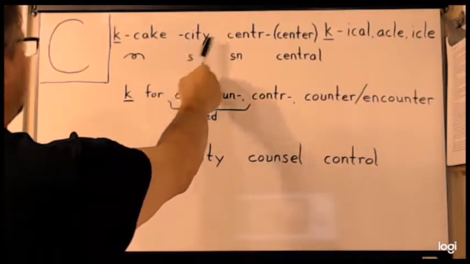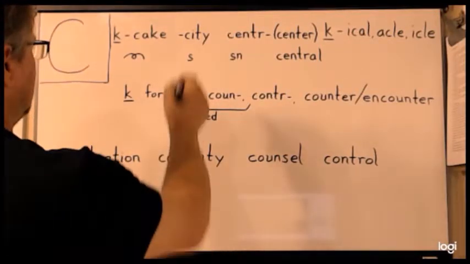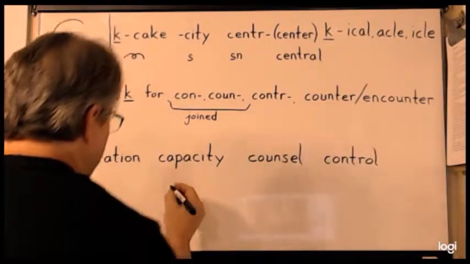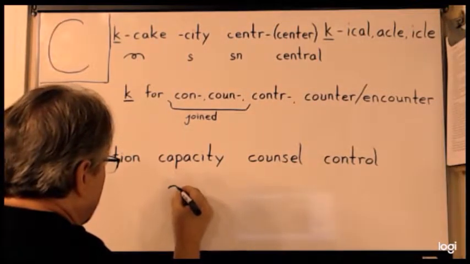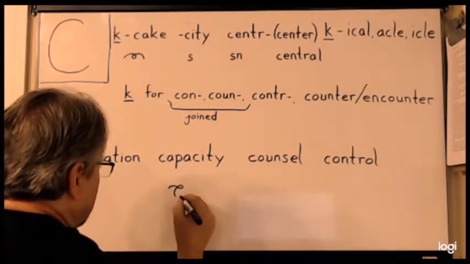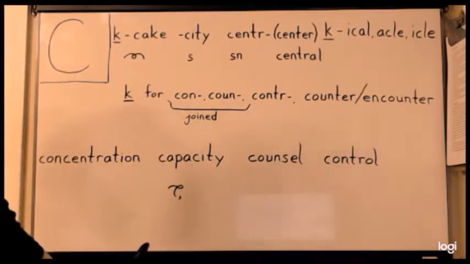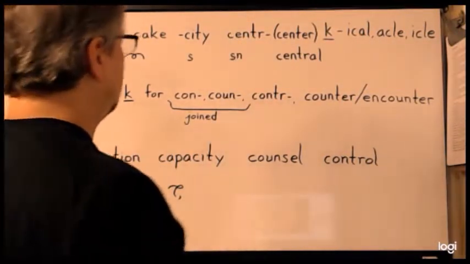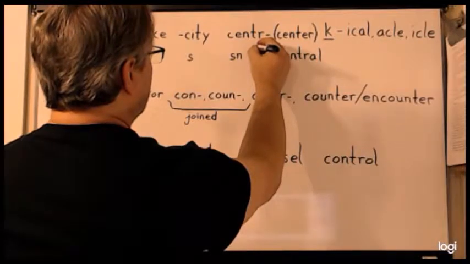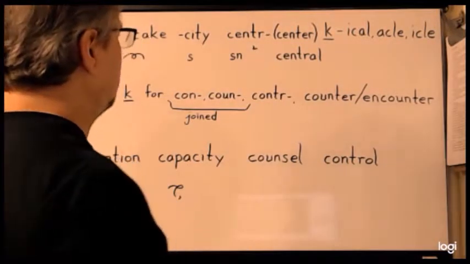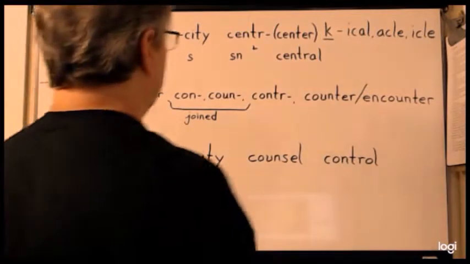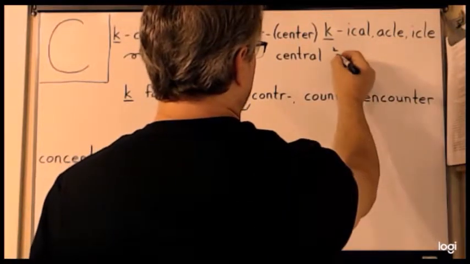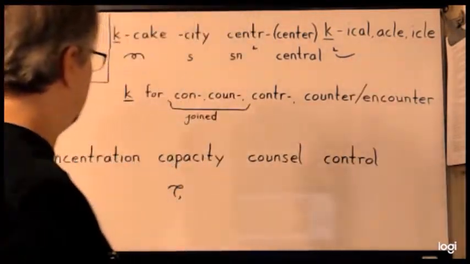The ending, or suffix city, uses the letter S, disjoined. So if we write the word capacity, it looks like this. It is the K-A-P, and then the S disjoined for capacity. For the prefix center, we will use the S and the N together, S, N. And if we were to write the word central, it would look like this. S, N, disjoined, and then the L for central.